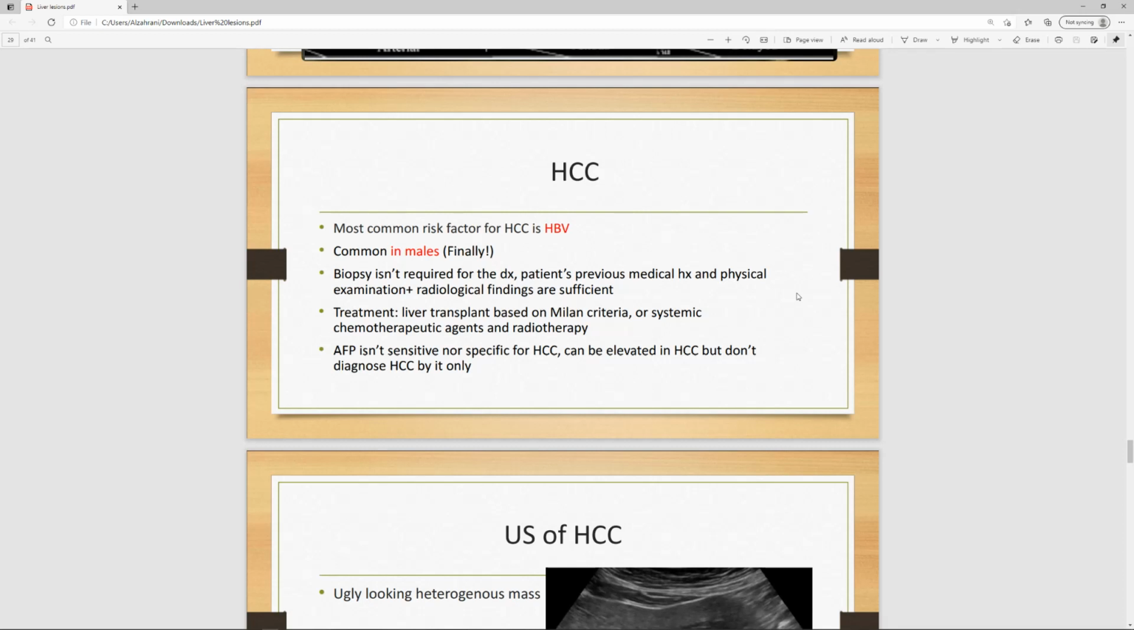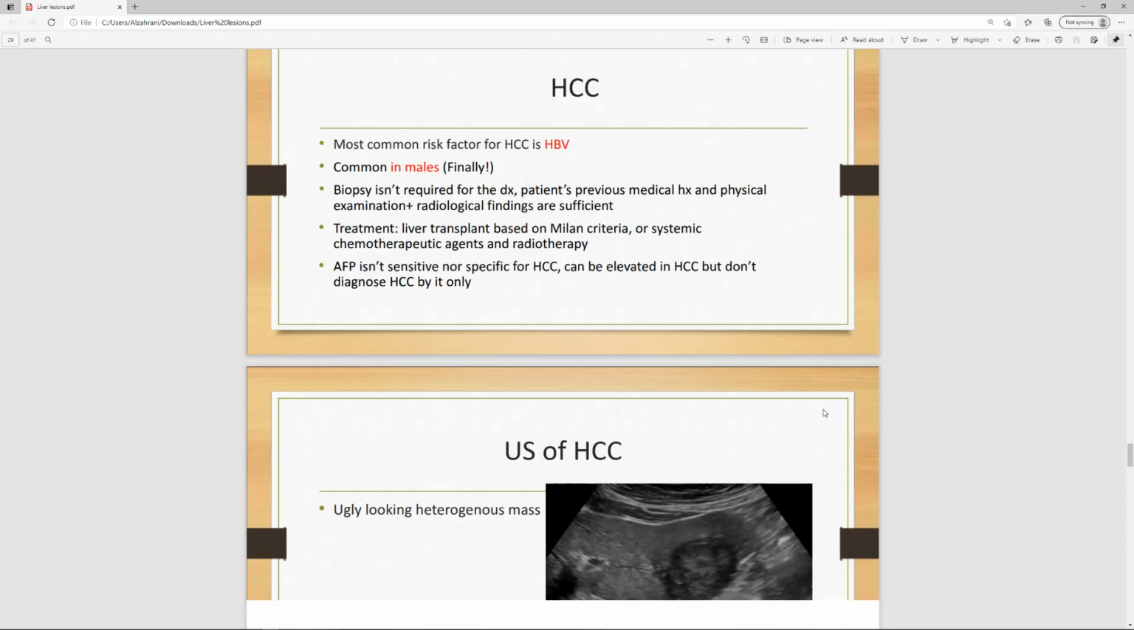Okay, what is the treatment? Liver transplant based on Milan criteria. ميلان كرايتيريا لها شروط للليفر ترانسبلانت، أو تسوي systemic chemotherapeutic agents with radiotherapy. Alpha fetoprotein is not sensitive or specific for hepatocellular carcinoma because it can be elevated in many conditions. So don't diagnose a patient with hepatocellular carcinoma just based on alpha fetoprotein.